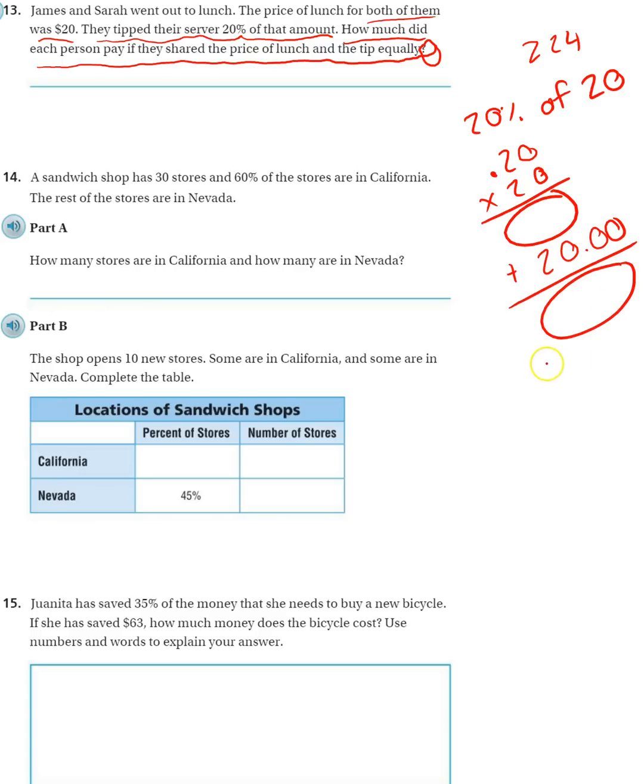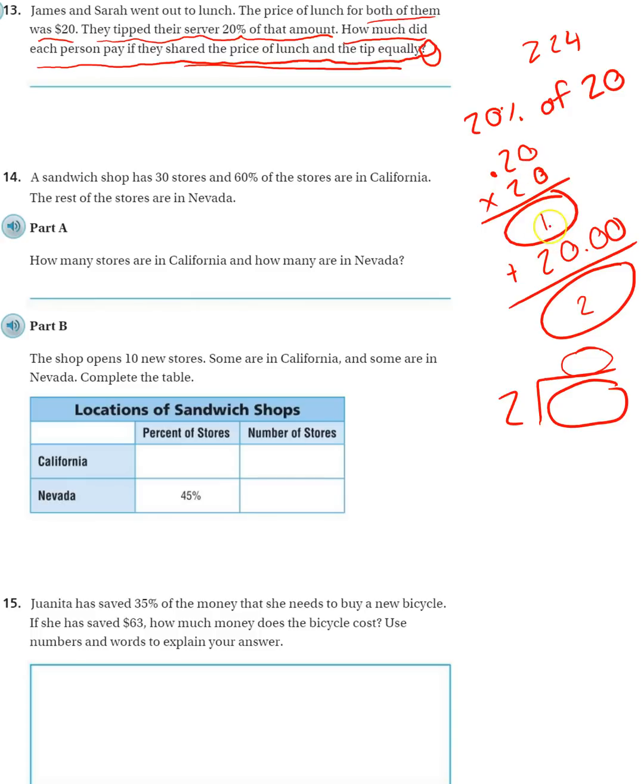Once you have the total, you have to take the total and divide it by 2 because it says they shared the price of the lunch and the tip equally. So you divide it by 2, and then this will be your final answer. Okay, so you're going to get this answer, the first answer, doing this math.